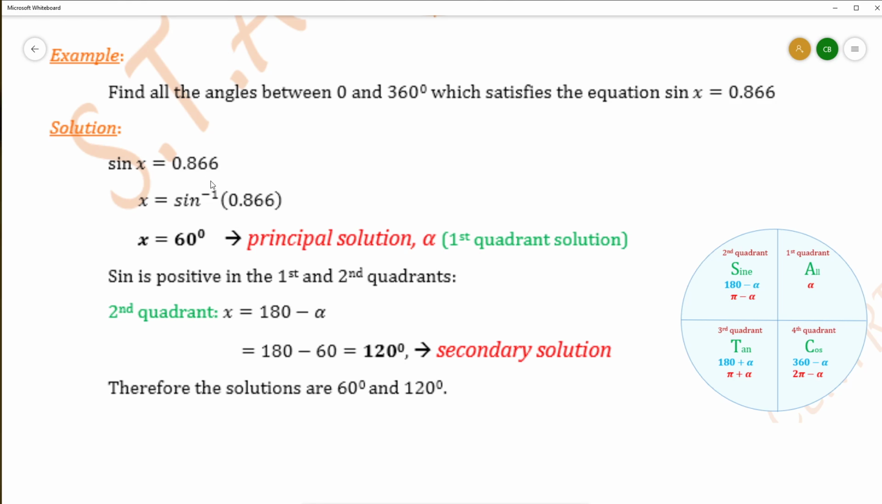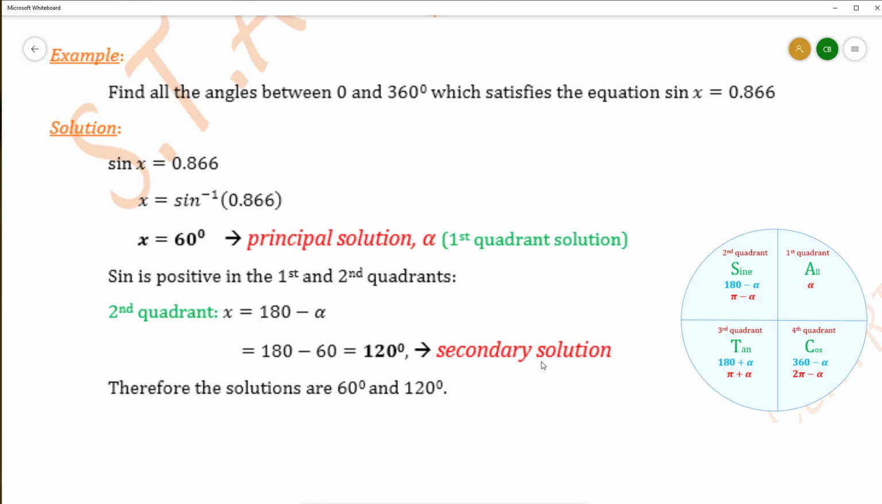0.866 is a positive value, which means we need to consider the quadrants where sine is positive. So we know from before, from the ASTC circle, sine is positive in the first and second quadrants. So from here in our second quadrant, to calculate x, our angle would be 180 minus alpha. So second quadrant, x equal 180 minus alpha, which is equal to 180 minus 60, which is equal to 120 degrees. And this is known as our secondary solution.